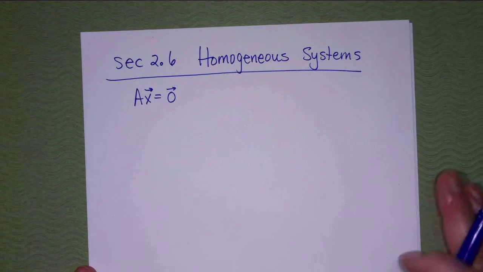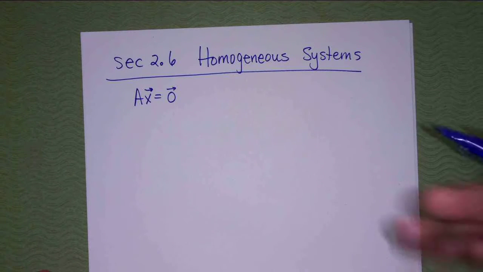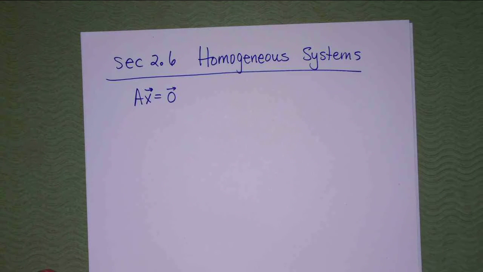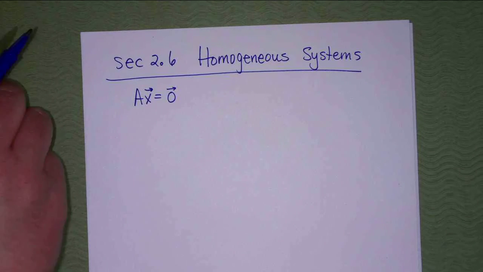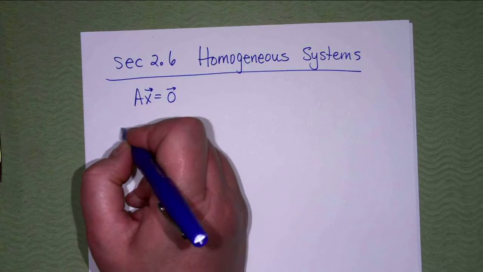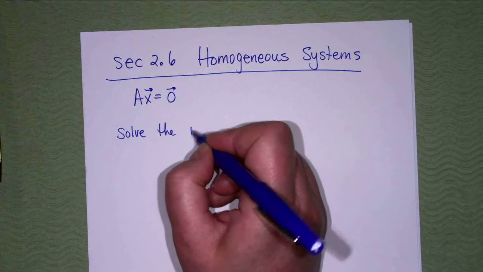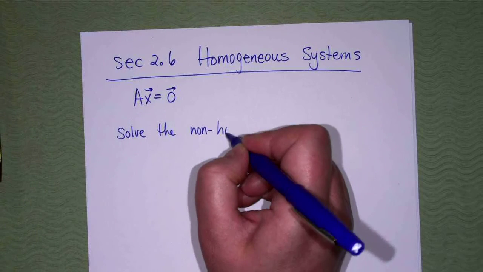2.6 is homogeneous systems, and I said earlier in 2.4 it's just the exact same thing but with zeros on the other side. So they're really easy to solve because either your solution's going to be all zeros or it's going to be infinitely many solutions. So, for example, if we wanted to solve this, it is a non-homogeneous system.